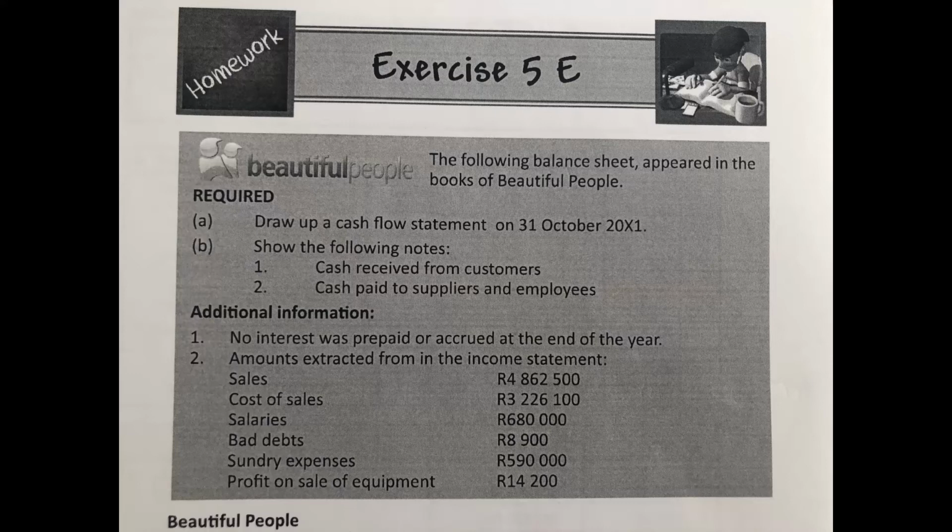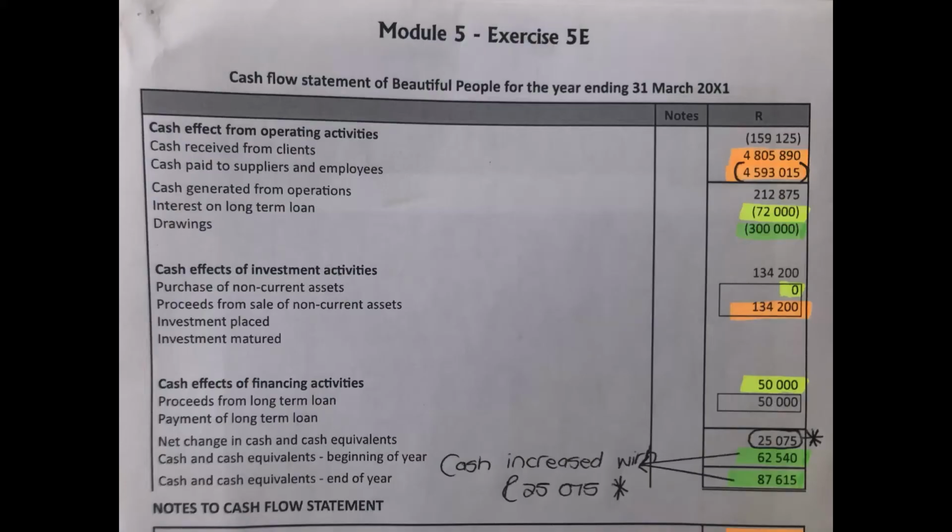If you look there, they did not give you an income statement for this exercise. There was just that additional information. And I can see there is an amount of 14,200 for profit on sale of equipment. Okay, so we're going to take that 120,000 and we're going to add the profit on sale of equipment. And then we get to that amount of 134,200. Okay, and that is the only item under cash effects of investing activities.